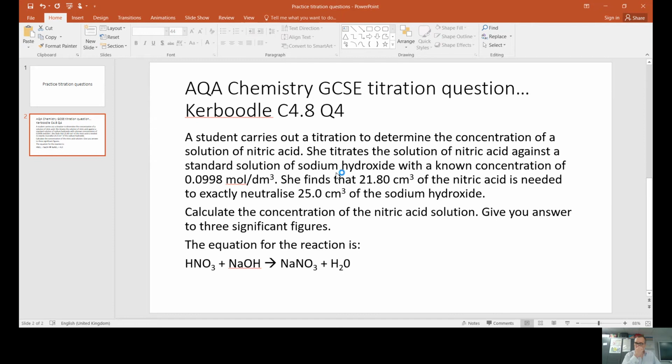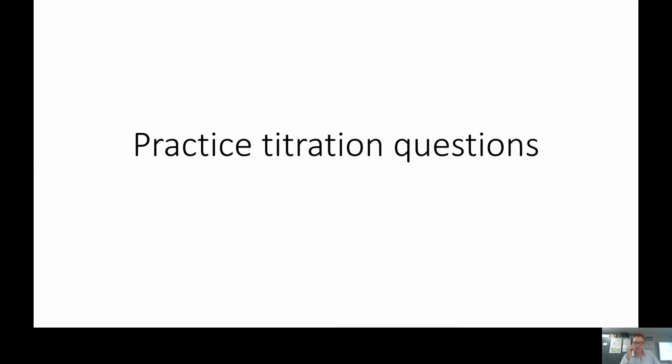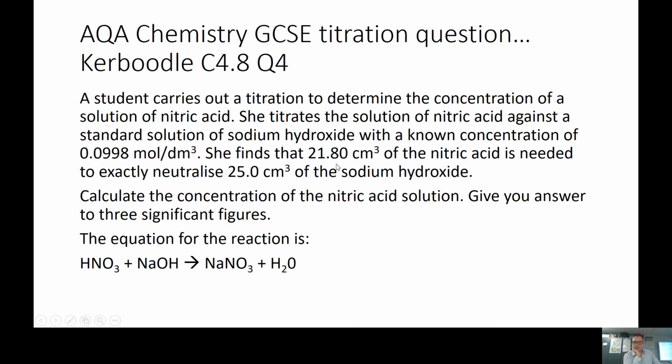Okay, so if we have a look at this, we can see some of the key points on the question. We've got a student who carries out a titration, and what they have to do is to work out an unknown concentration. We've got a known concentration of sodium hydroxide of 0.0998, and we've got two known volumes of nitric acid and sodium hydroxide. Okay, so let's have a go at answering the question.